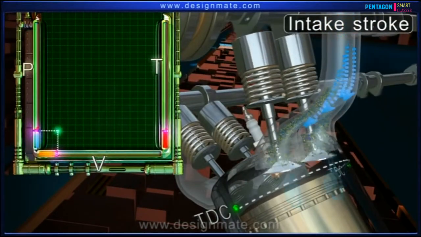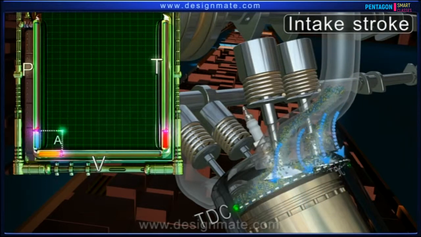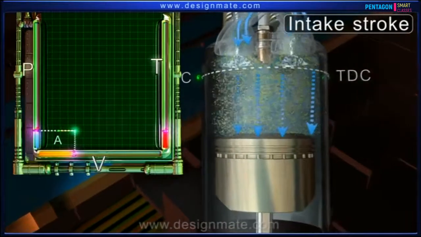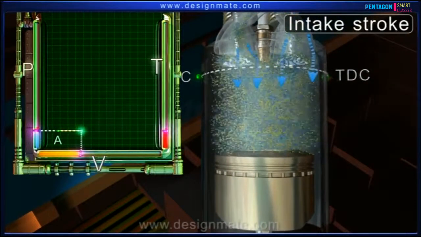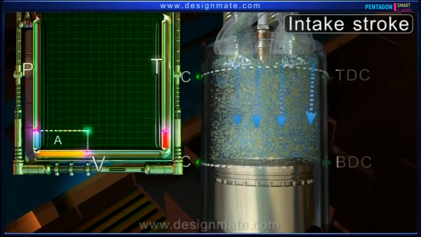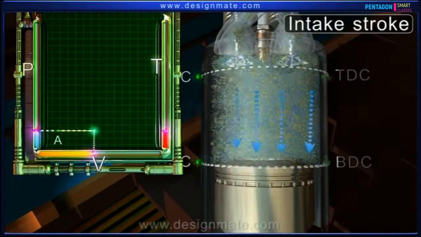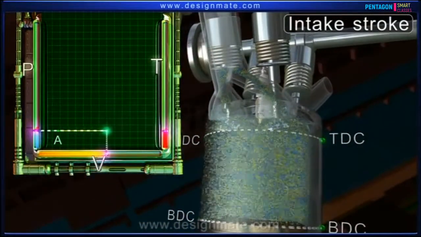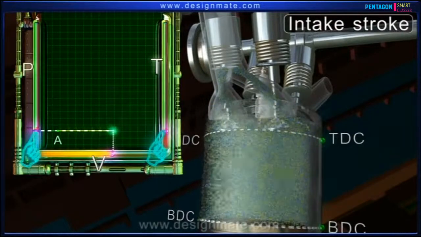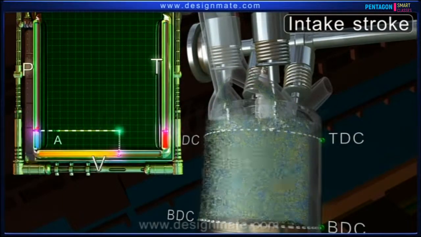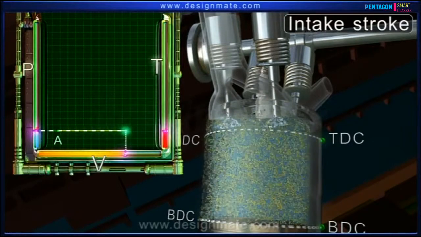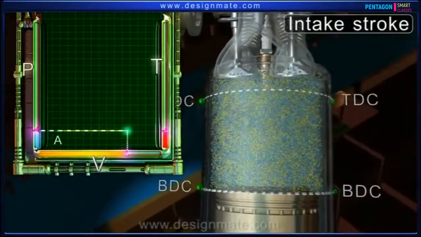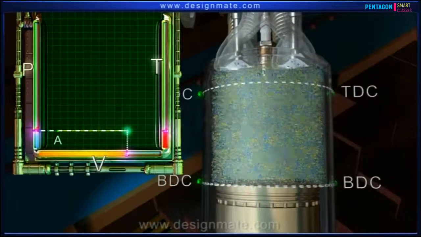Intake stroke. During this stroke, the intake valves open and the fuel-air mixture, called charge, enters the cylinder at near atmospheric pressure. The piston descends from TDC towards the bottom dead center, or BDC, of the cylinder, and the volume of charge increases. As the intake valves are open, the pressure and temperature of charge inside the chamber remain constant. When the piston reaches BDC, intake valves close. The cylinder is full of fuel-air mixture at atmospheric pressure.